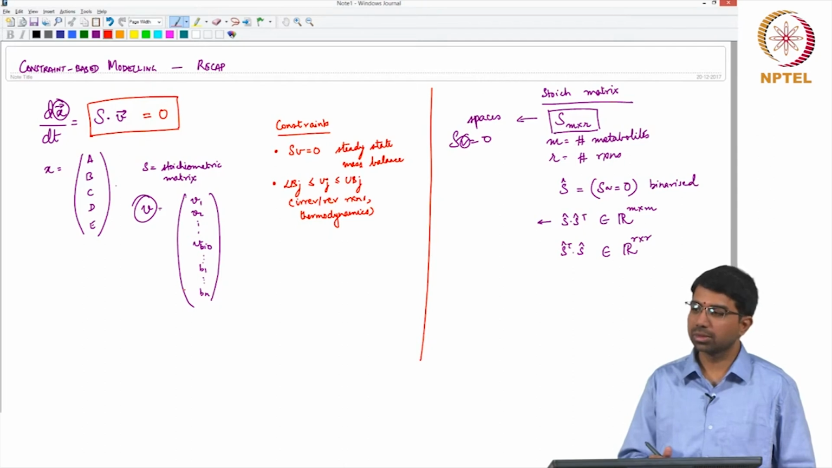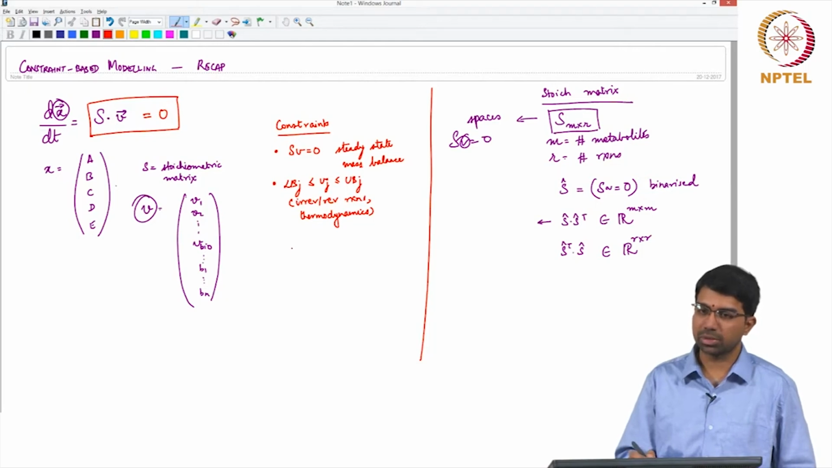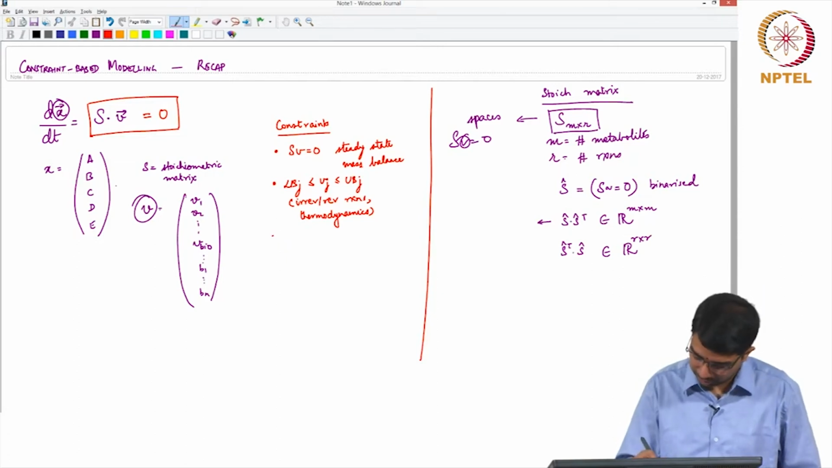What were the constraints on the E. coli core model? Yes, SV equals 0. Yes, we put some lower bounds and upper bounds. What else? We did feed the model something, right? Glucose. Right.